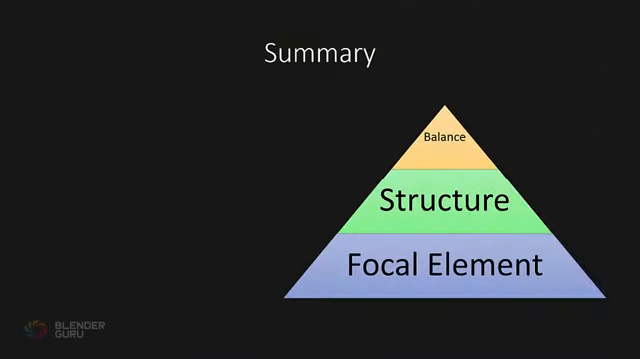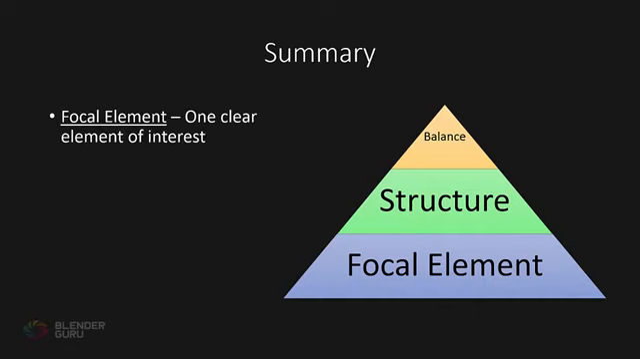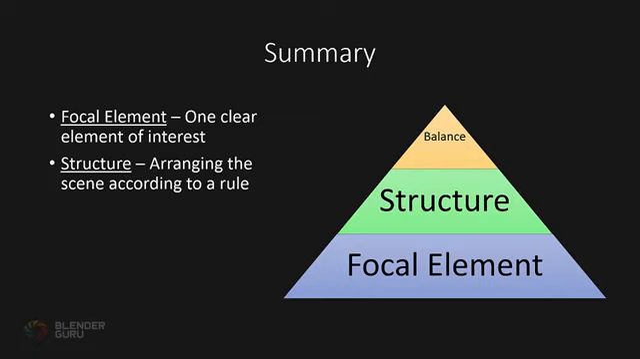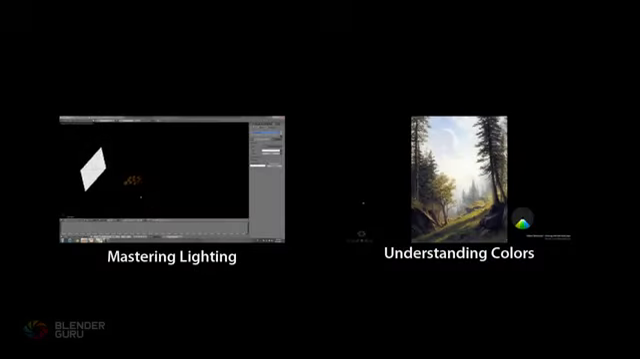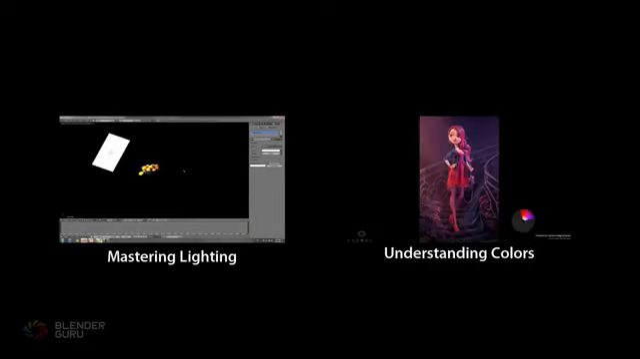But that's it. That's the pyramid of composition. So to go over it again very briefly, it's a focal element, one clear element of interest in your image, absolutely necessary. If you're lacking that, it's a surefire way to basically destroy all of the effort that you went to in making the image in the first place. Number two, the structure, arranging the scene according to a rule, like the rule of thirds, the pyramid, various different ways. Just make sure it has some specific organization to it, and then balance, keeping the scene balanced as we just discussed. So that's it. I hope that helped to demystify the topic of composition for you.